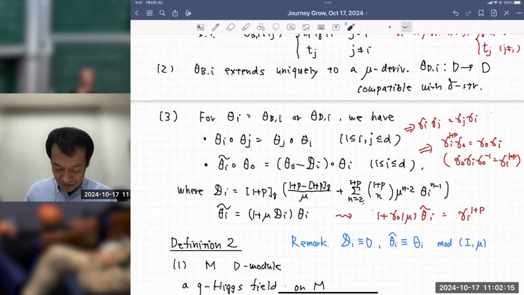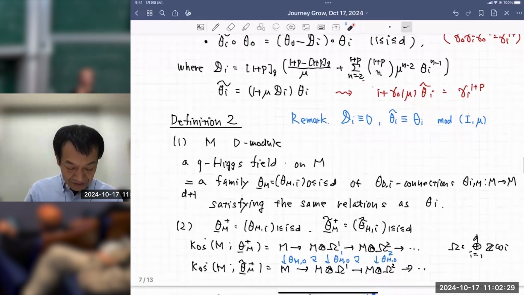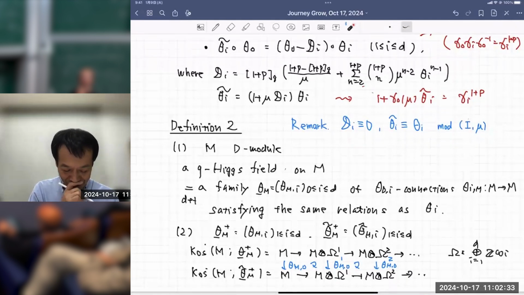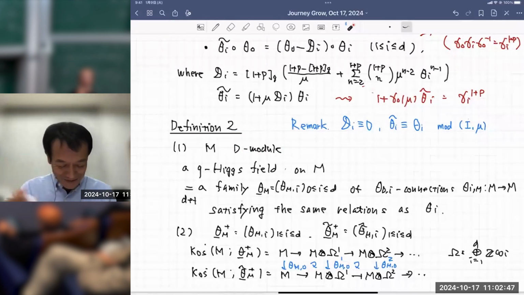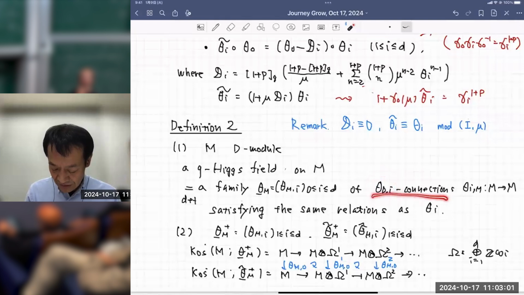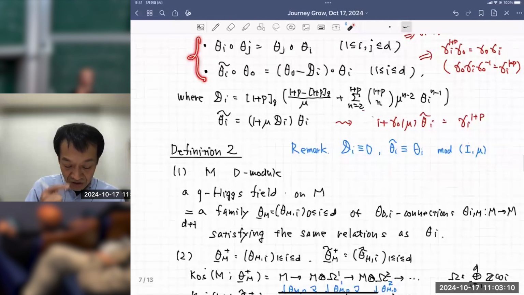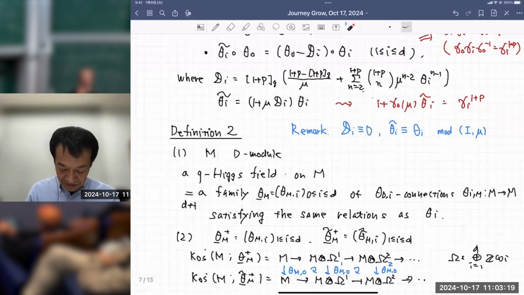It becomes simpler, but if you lift to the whole, lift to the R tensor Z_p mu, so we have this relation. Okay, so now I'm ready to introduce q-Higgs modules on this prismatic envelope, and the definition is as follows. So a D module is a little bit confusing, but the so-called D module is just a module over the ring D. And a q-Higgs field on M is just a family of theta d_i connections, which I defined at the beginning, on M, satisfying the same relations as theta i. So we have two relations: the commutativity for positive i and j, and this relation for theta i and theta 0.